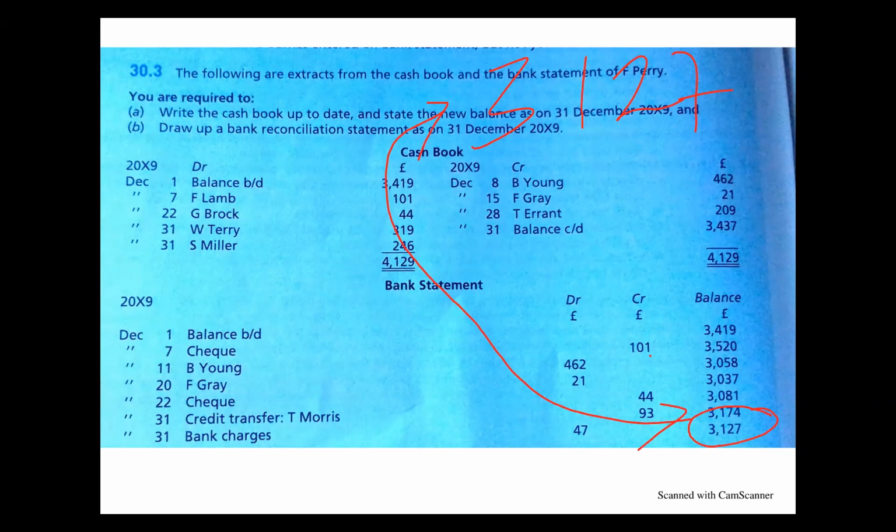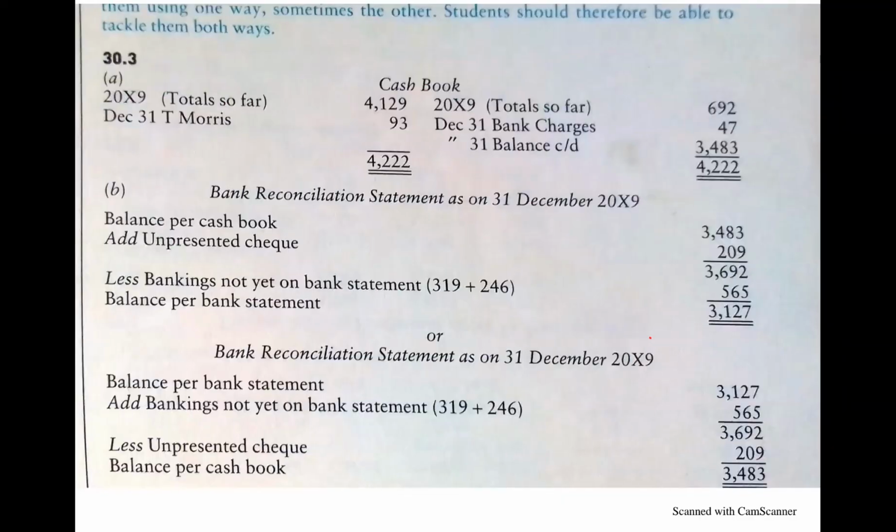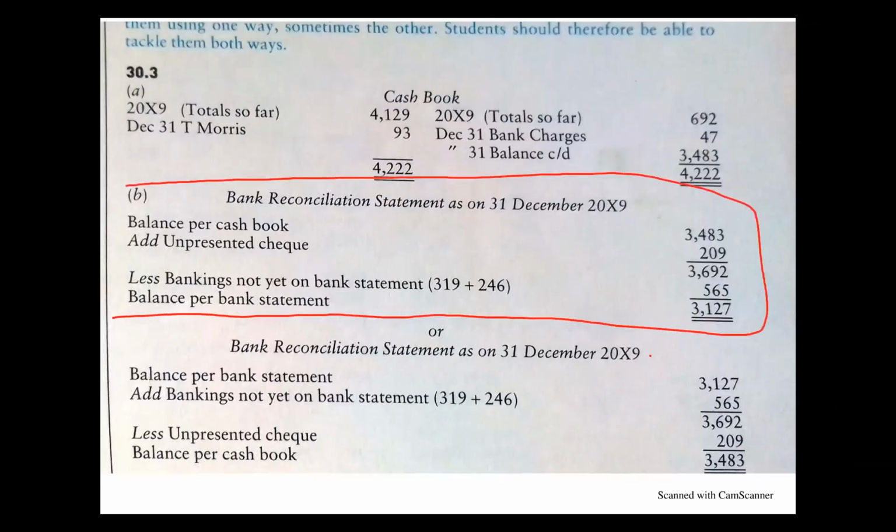By so doing, it means you have reconciled the differences between the cash book and the bank statement. I've reconciled those differences. All right. The other way of doing it, this is just the format, okay? It's just a fixed format.